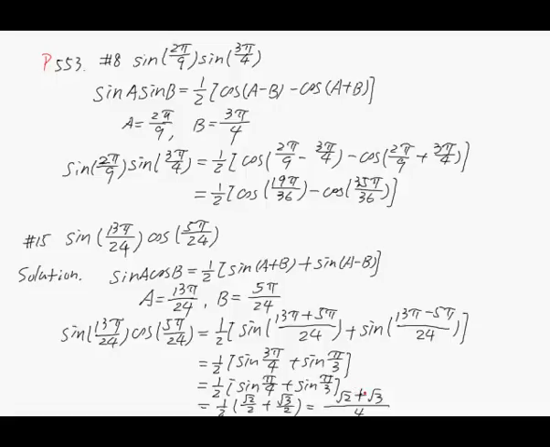Okay, now let's look at one more example. Let's look at page 553, problem 16. We need to rewrite cosine of 5 pi over 24 times sine of negative pi over 24. This time we need to use this identity.